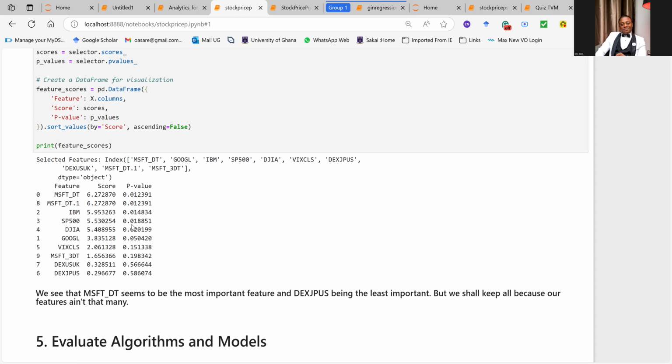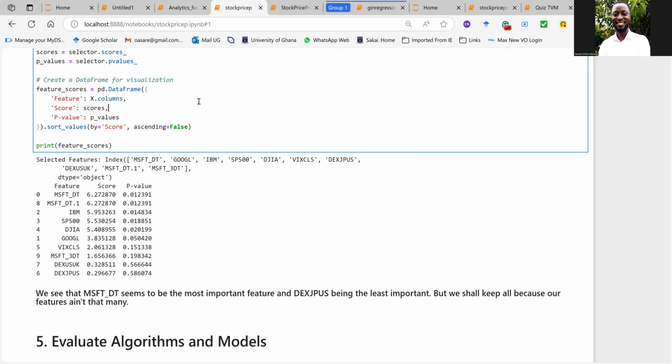Who has been able to get the feature scores? Who has run the model to get the feature scores? Let me see the hand. You've got to be moving along with it. Somewhere you got it. Yeah. Who else? You've got to be working along with me, and you have to tell me when you are stuck somewhere, because you would do similar things like this.